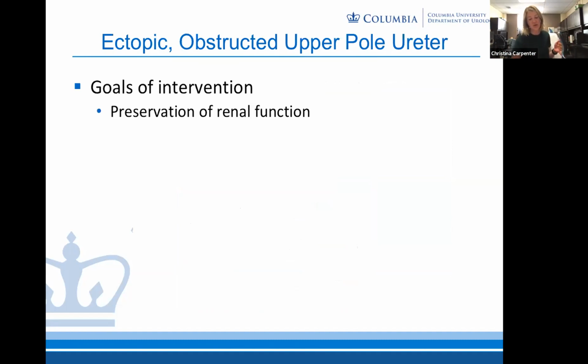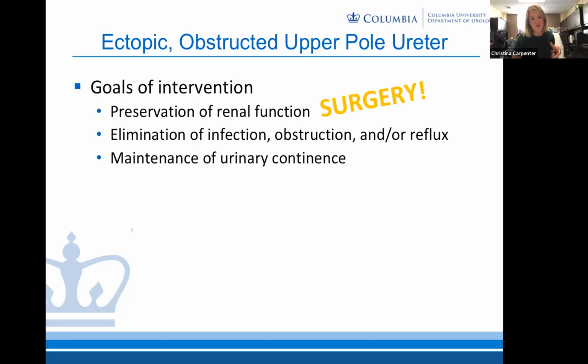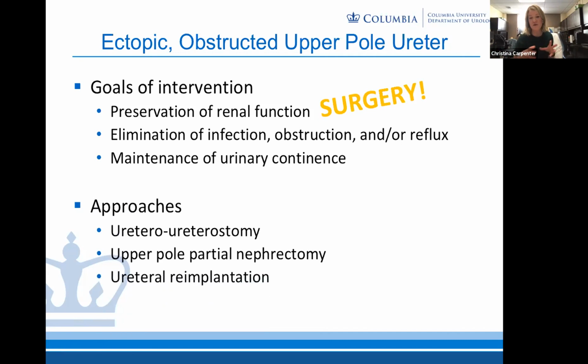So the goals of intervention are to preserve renal function, to eliminate infection, obstruction, and or reflux, and then of course to maintain continence as well. We've all decided that we're going to go forward with surgery, but there are a lot of surgeries that are available. So it's also important to be able to decide which is appropriate when. So I have listed a couple of the different approaches here, and I will admit these are very oversimplified, and even within these general categories, there are a lot of nuances and different ways of approaching them. But just to go over common scenarios and common denominators for the residents, I thought that these were a good grouping.